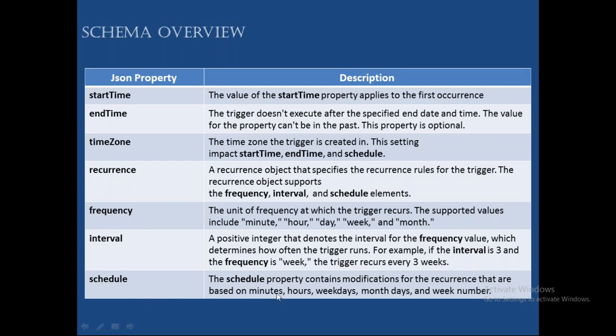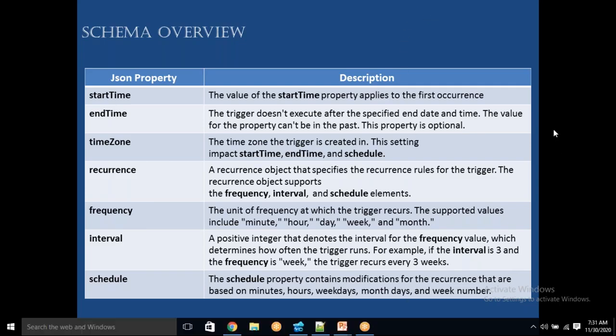Now we have a schedule. The schedule property contains modifications for the recurrence that are based on minutes, hours, weekdays, month days, and the week numbers. So in schedule, it is very, very important. In schedule, you are going to modify some of the things. Example, you have selected once in a day, meaning every day you are going to repeat. You understood the frequency, you will say day. Interval, you have said 1. Now what happens, friends? Every day it is going to run the pipeline.